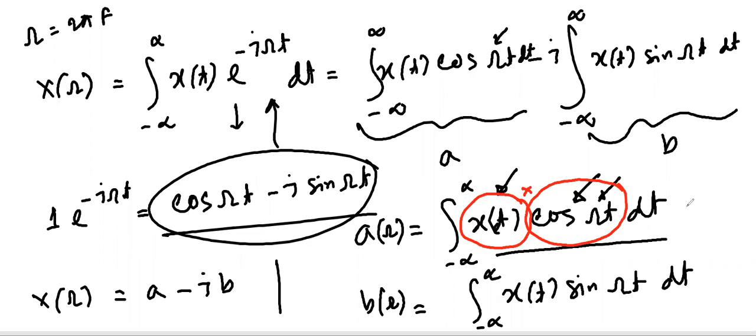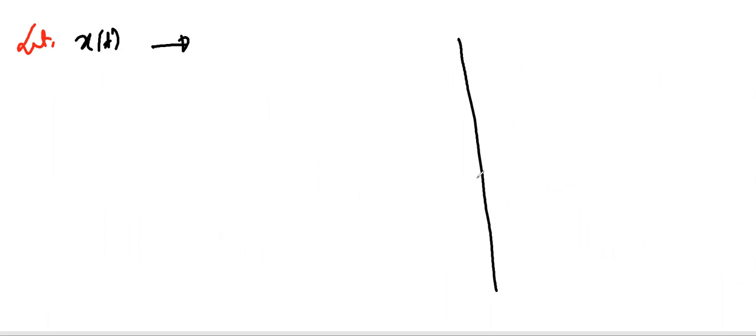So now, let's say this is equation number 1 and this is equation number 2. For a particular x(t), I would like to show you how we can find A(omega) and B(omega) in the next section. Let's see how x(t) looks. Let's say x(t) looks like this. For simplicity, I'm taking a pure cos signal.